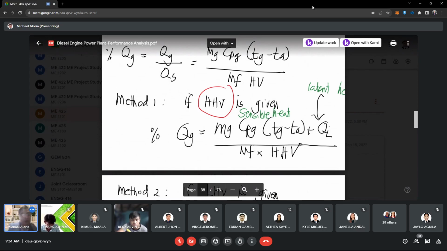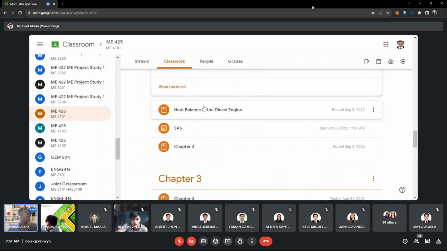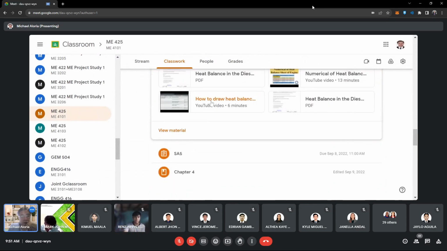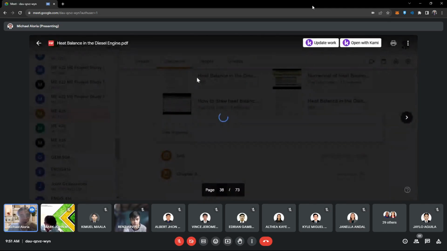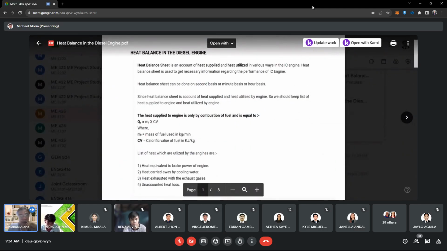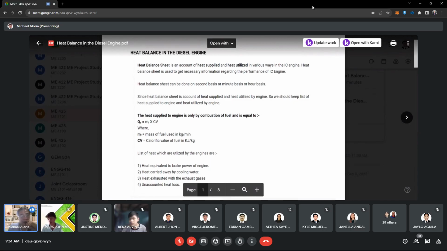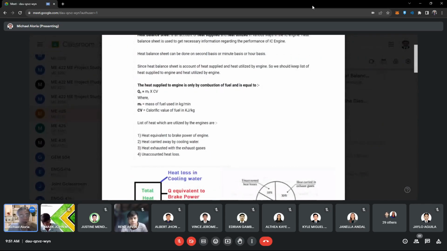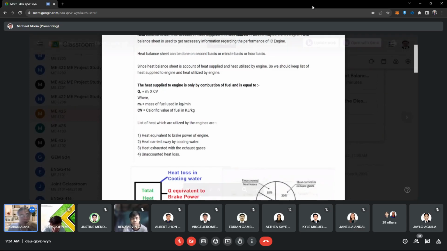These are just a reiteration of our previous discussion. Heat equivalent to the brake power of the engine is QB. Heat carried away by the cooling water is QCW. Heat exhausted with the exhaust gas is QG. Then the unaccounted losses, including friction and radiation.